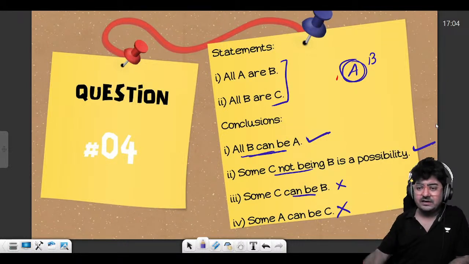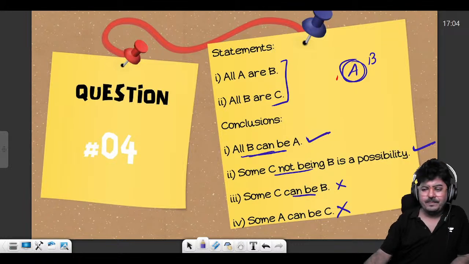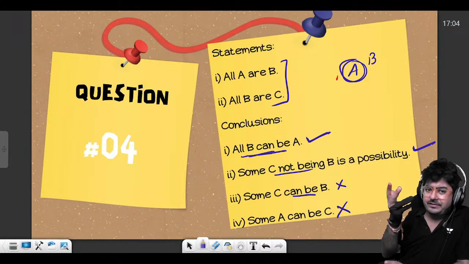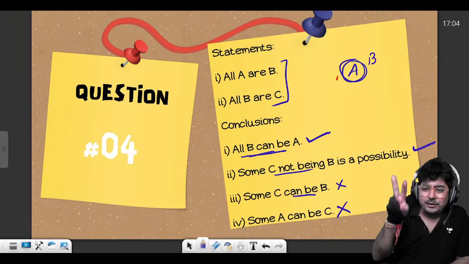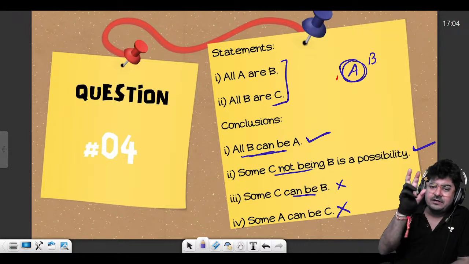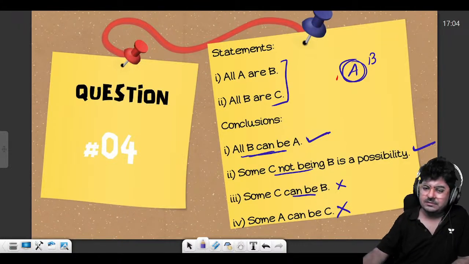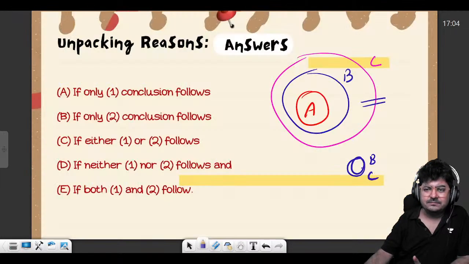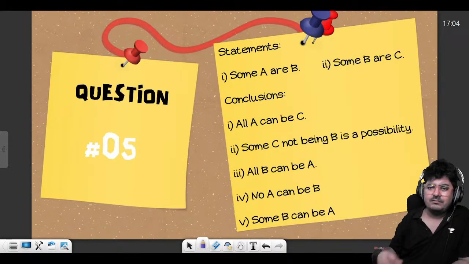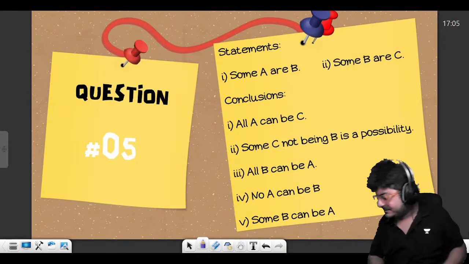Only conclusion 1 and 2 will follow. Is it clear? I hope it is clear now. How you have to think. That's why earlier I said normal statement, normal questions, and possibility. Now, next question. Some variations on this.